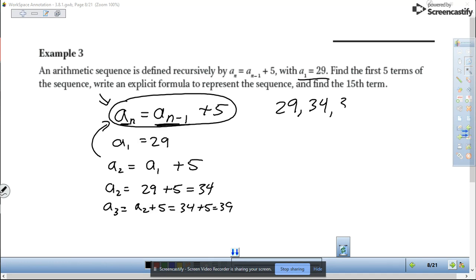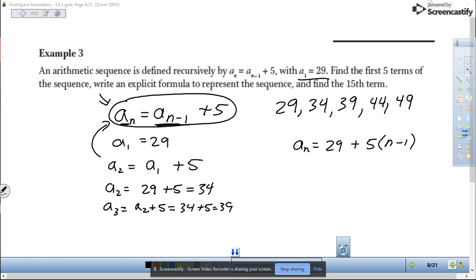And once you get the pattern going, I don't need you to keep plugging in, right? Because we can add 5 repeatedly. We're smart individuals. So add 5 to this, you get 44. And add 5 to that, you get 49. There's the first 5 terms, okay? It says, now, from that, write the explicit formula. Well, it's arithmetic, so that would be a sub n equals a sub 1, which was 29, plus common difference 5 times n minus 1. Boom. I can go from recursive to explicit just like that.